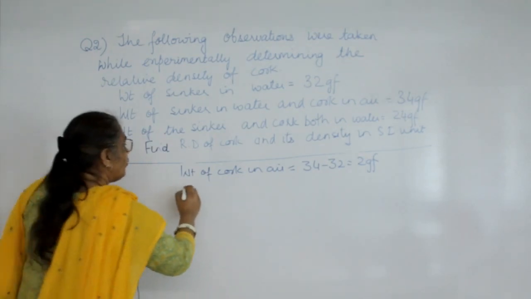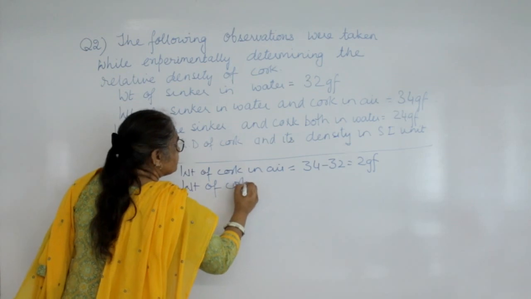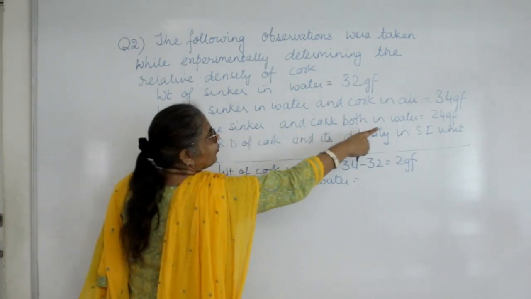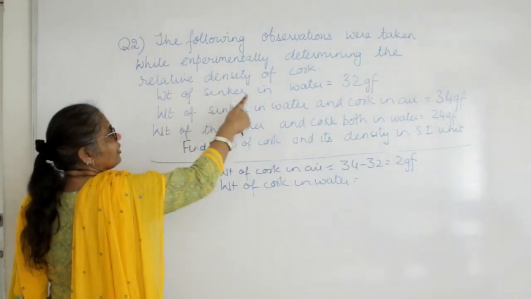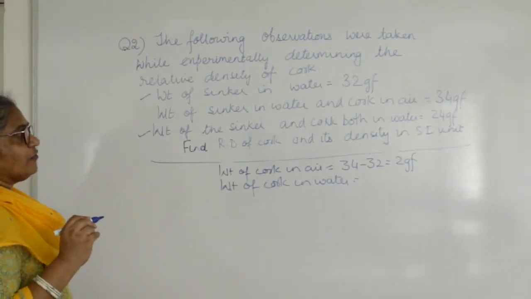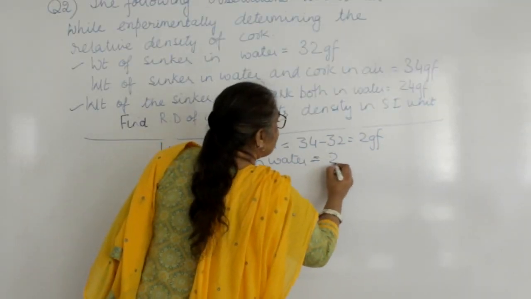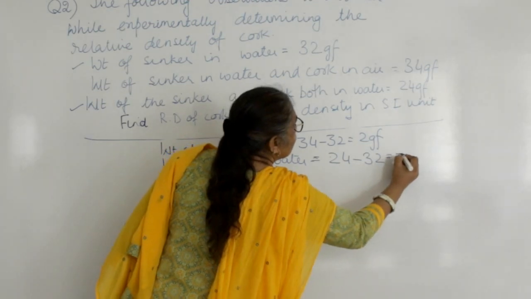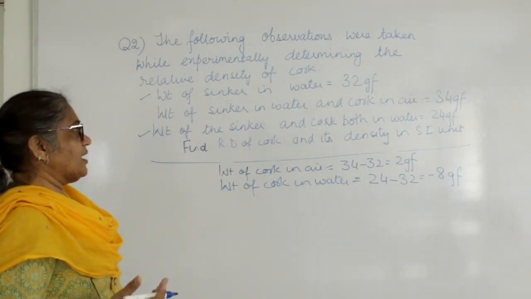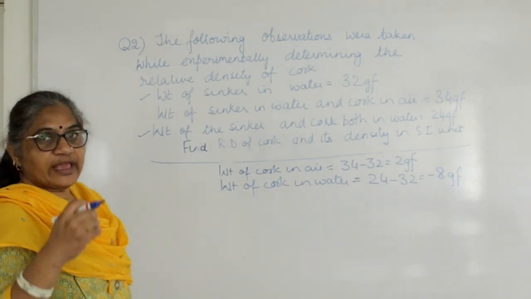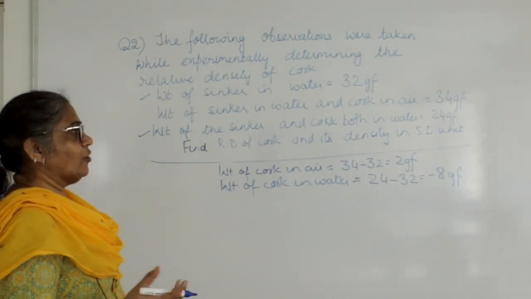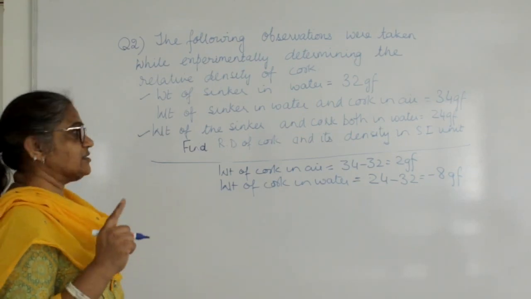Next, what you need is weight of cork in water. Now, over here you have weight of sinker and cork both in water as 24 GF. Here you have weight of sinker in water. If I subtract these two, then basically I will get the weight of cork in water. So, this will be 24 minus 32 equal to minus 8 GF. Probably the minus sign over here will surprise you, but remember children, cork didn't go inside the water on its own. It had to be forced inside because there is a large amount of upthrust acting on it. This negative sign only indicates the presence of upthrust.